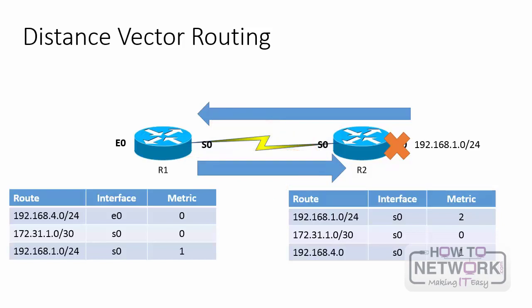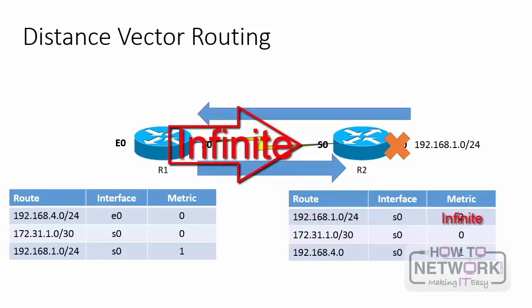Now you've already learned about the two solutions to deal with that, and you'll need to know it for your CCNP exam. Split horizon will prevent a route learned on an interface from being advertised back out that same interface, and then poison reverse, which causes a route received on one interface to be advertised out that same interface with an infinite metric.